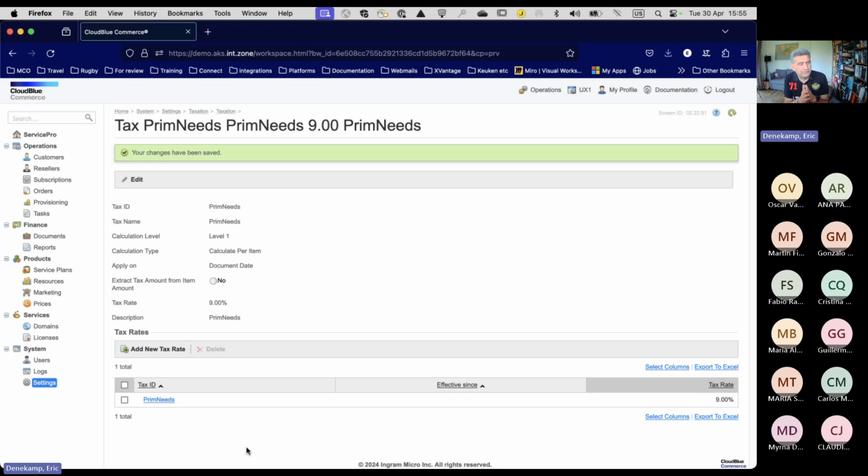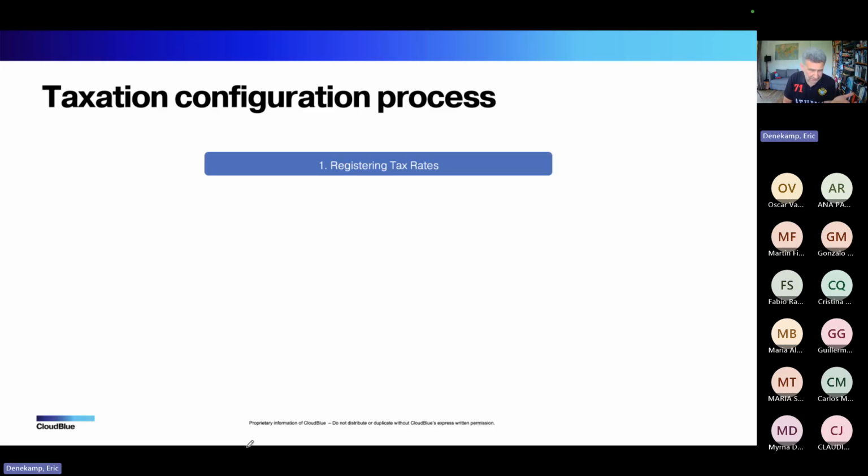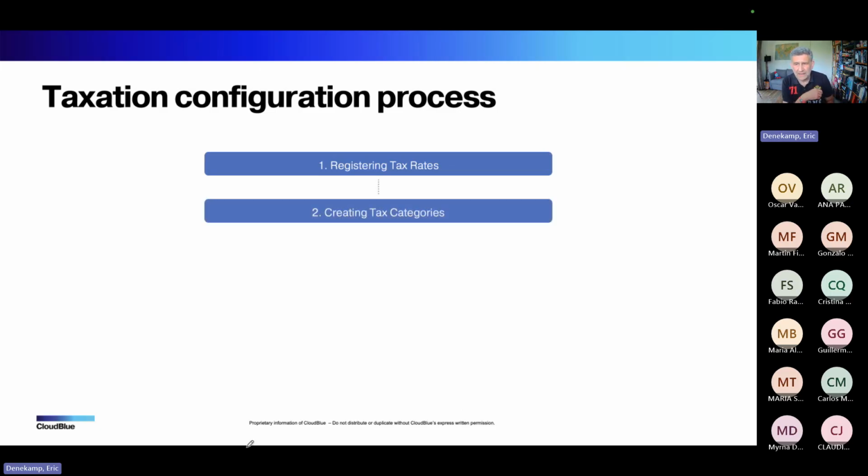So those are the configurations of the tax. Let's go back to my slide deck and go through the process once more on a slide. So the first thing you do is you register the tax rates, which is the tax itself plus the percentage. Then we have a tax category. Create a tax category or assign a tax category, an existing one or create a new one.